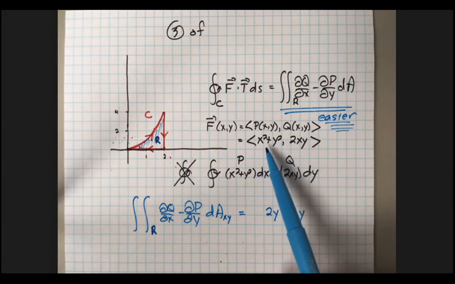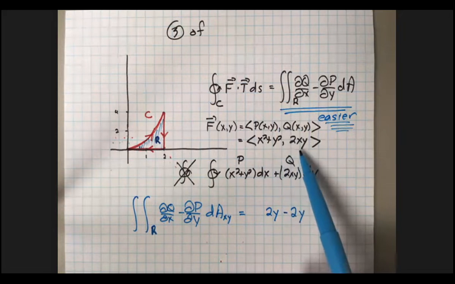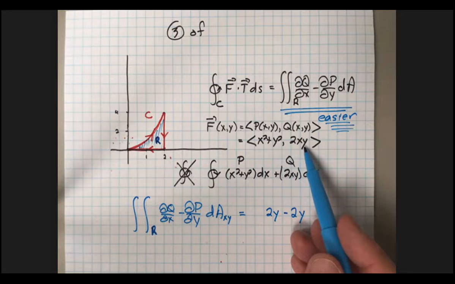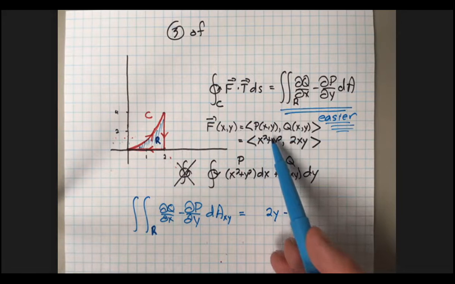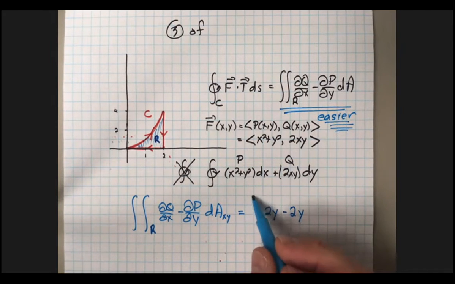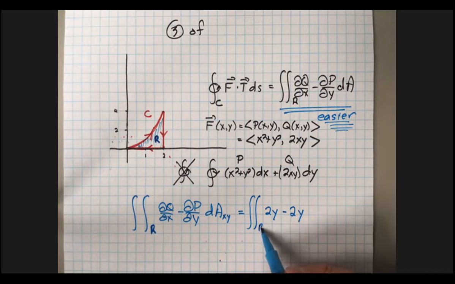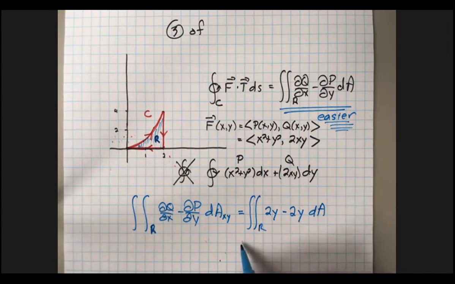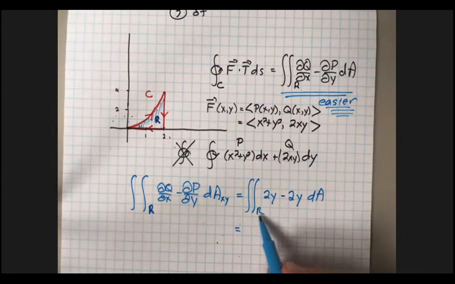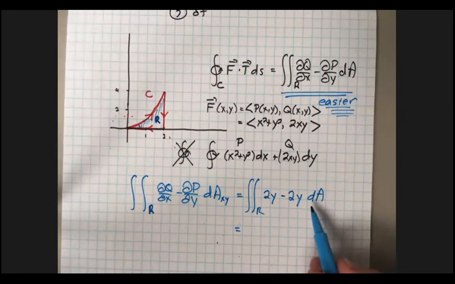Because I've discovered that the curl of this field is what? 2y partial Q partial X minus 2y partial P partial Y. Curl of this field is zero. Now, I want to express this in a particular way to draw your attention to something. I could say I'm integrating zero over this region and I don't care what the region is. The contribution of zero to each region element will always produce zero.